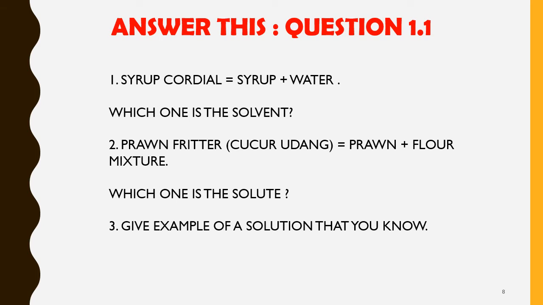Please try and answer this question. Number 1: if a syrup cordial, which is actually syrup plus water, are added together, which one is solvent, which one is solution, and which one is solute? Or number 2, prawn fritter, formerly known as cucuk udang in Malay. It consists of prawn and flour mixture. Which one is the solute? Give some example of the solution that you know.